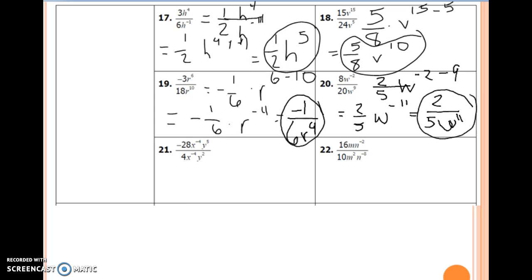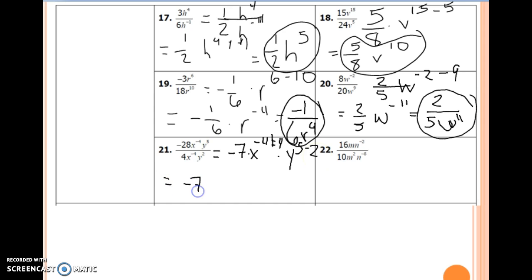Number 21. Negative 28 divided by 4. Start with the coefficients, negative 7. x to the negative 4 minus, sorry, minus a negative 4. So really that becomes negative 4 plus 4. Okay, we'll get to that in a second. And then our other base of y. So on top we have 5. On bottom we have 2. So y, 5 minus 2.